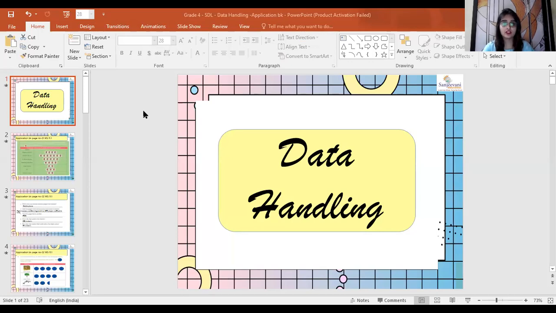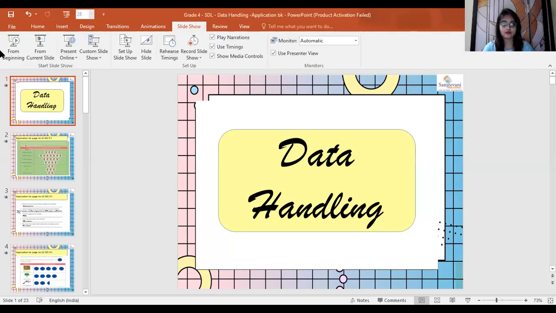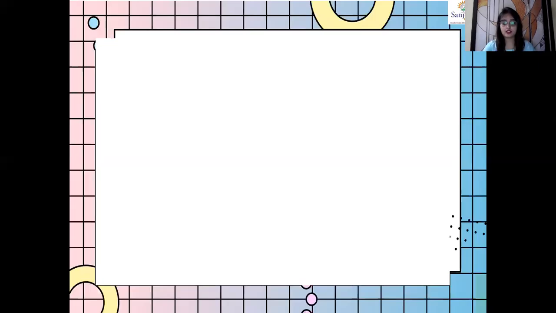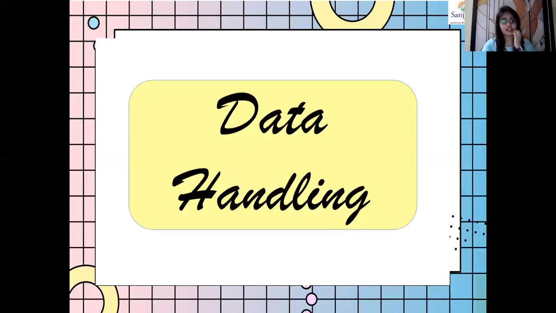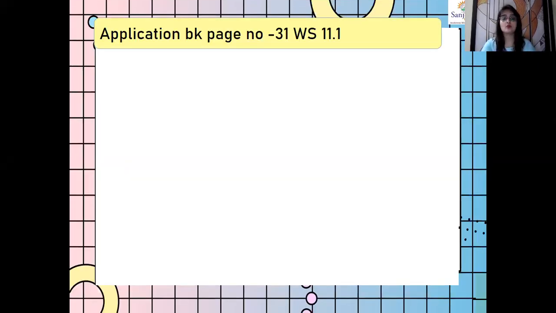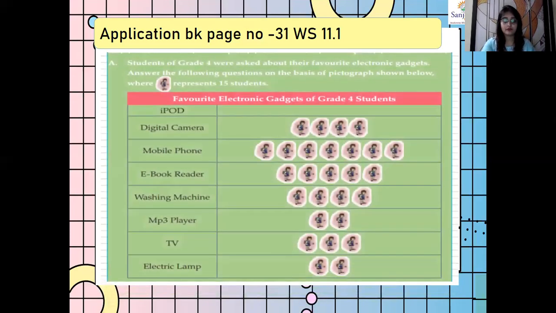Okay, so children, again, we are going to start the data handling chapter, application book page number 31, worksheet 11.1. Now I'm reading the question, listen to me carefully. Students of grade 4 were asked about their favorite electronic gadgets. Answer the following questions on the basis of the pictograph shown below, where one symbol of a child represents 15 students.